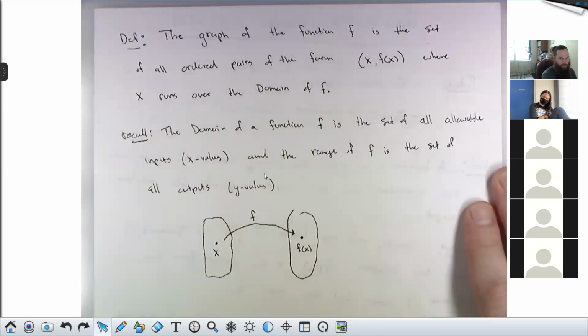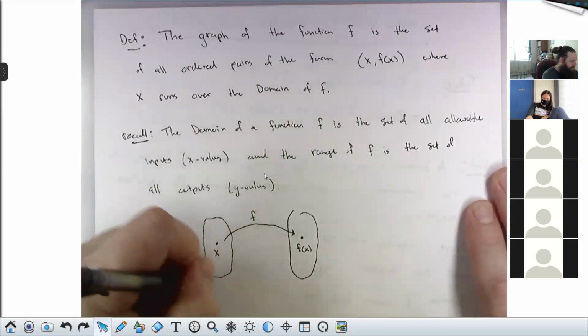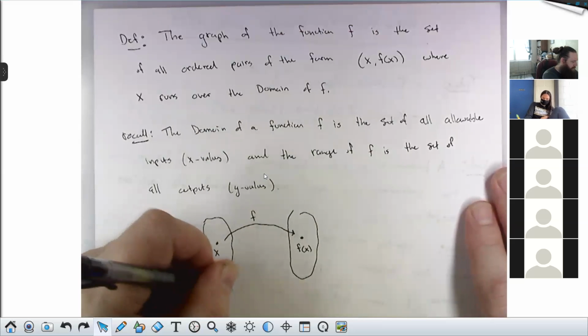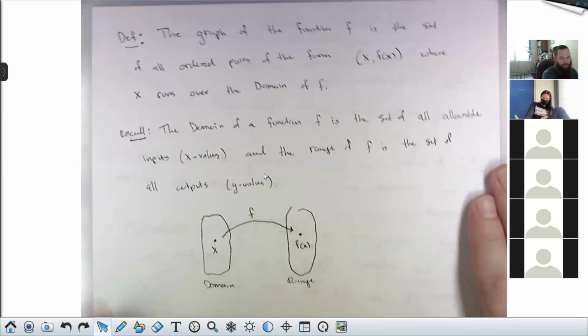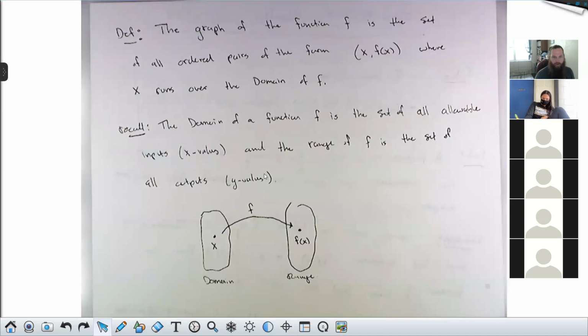F is just the rule that does the pairing, and this set over here is the domain. And the set over here is the range. That's a slight fib. The set on the right is actually called the codomain, but assuming that I'm only listing outputs here, it would also be the range. This is called a mapping diagram, by the way. And sometimes they'll be useful, like when we talk about composition.